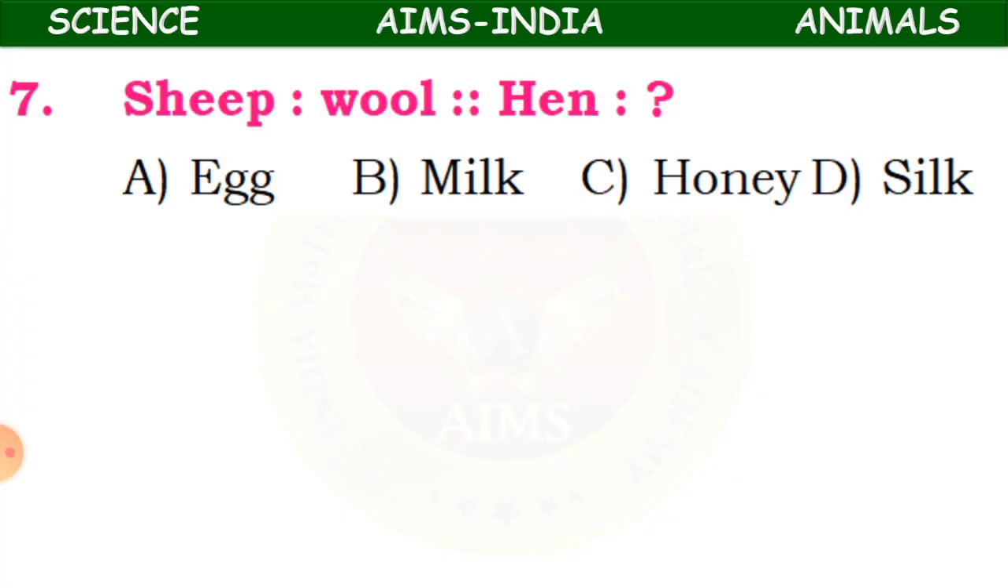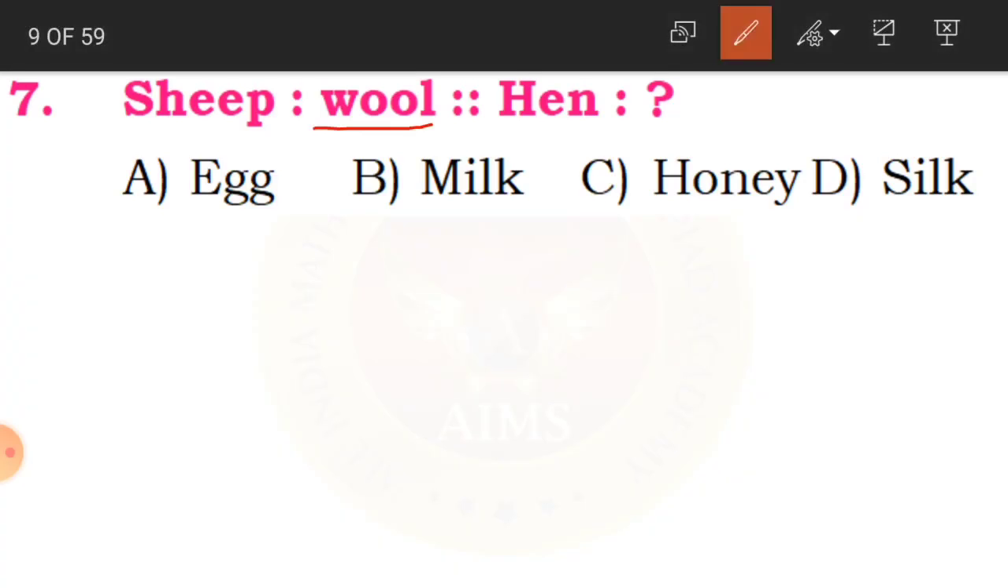Sheep is for wool and hen is for what? Sheep, what does it give us? It gives us wool. And hen, what does it give? So let us check with the options here. A is egg, B is milk, C is honey, and D is silk. And what does hen give us, children? Yes, it is eggs. Egg is the correct option. That is option number A.